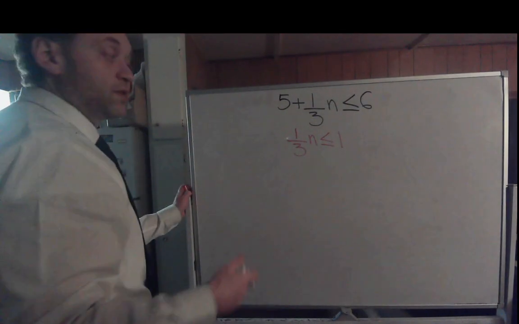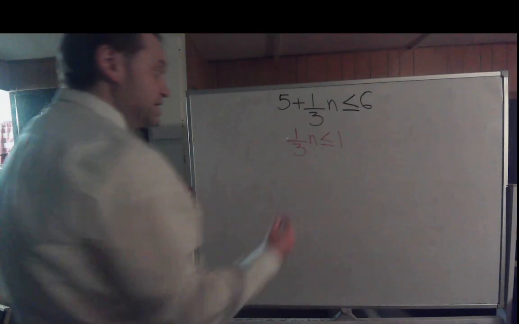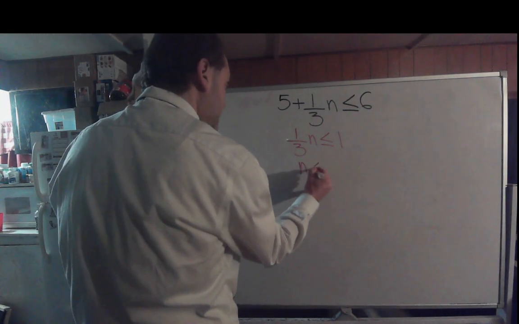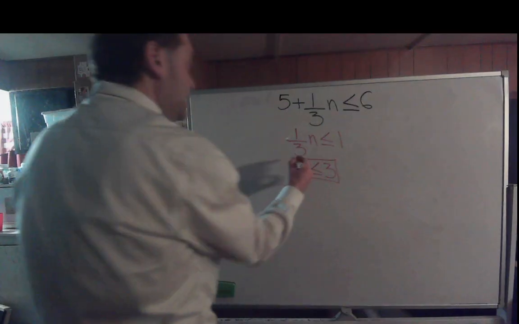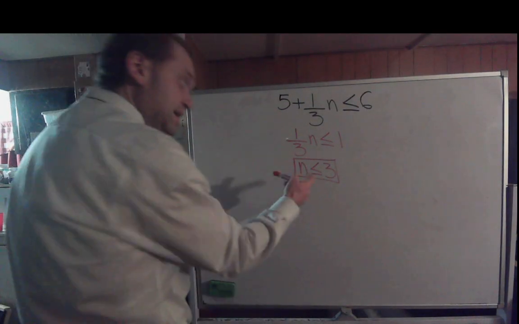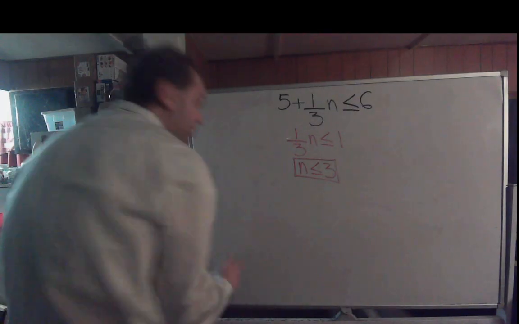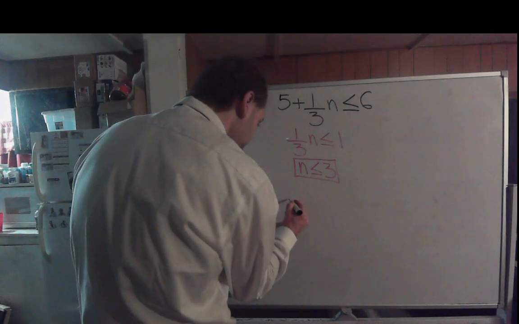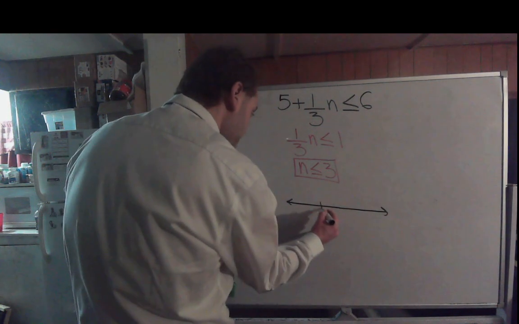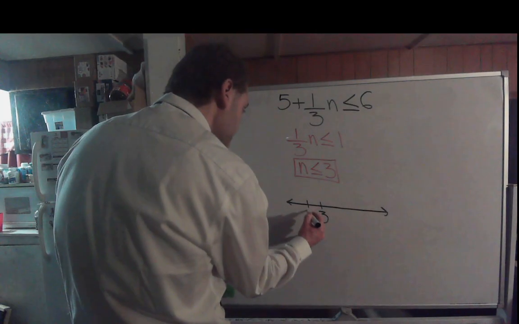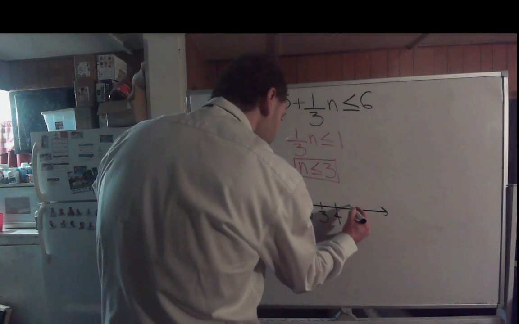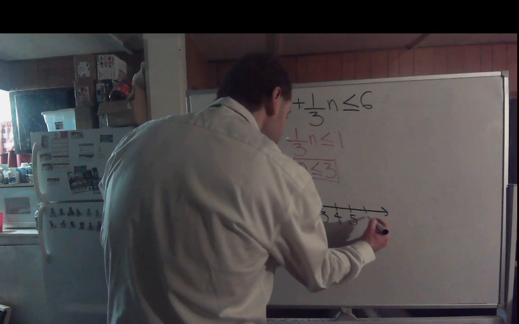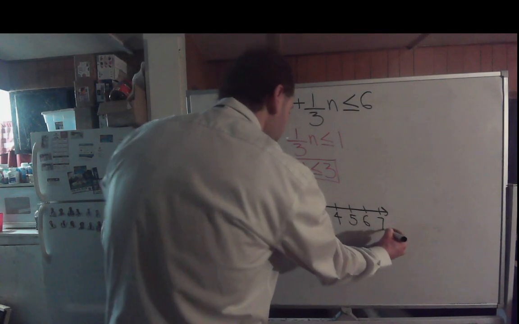And then to solve for n, just multiply both sides by positive 3, giving you that n is less than or equal to 3. So the answer is that n would be less than or equal to 3. Now let's graph this on a number line. Let's put 3 here. I'll do 2, 1. Here's 4, 5, 6, and let's do 7 for good measure.